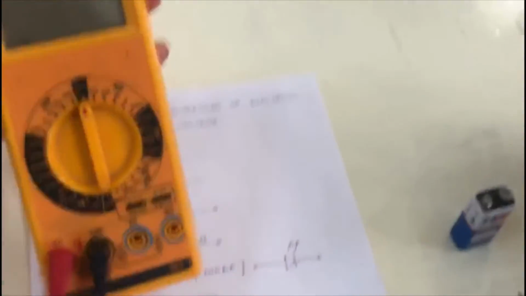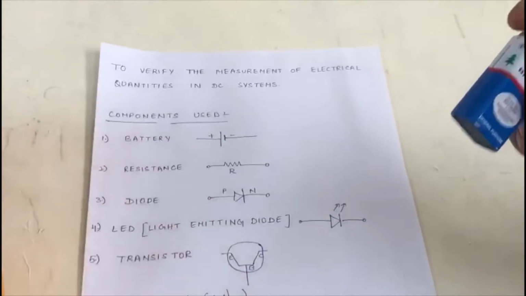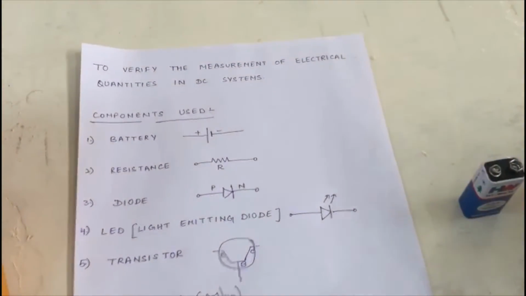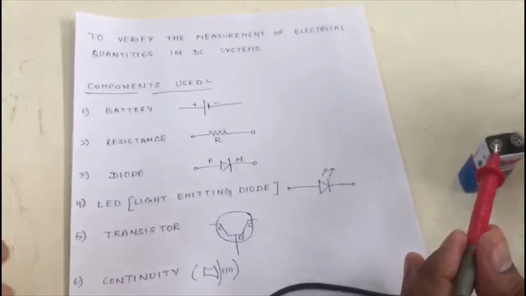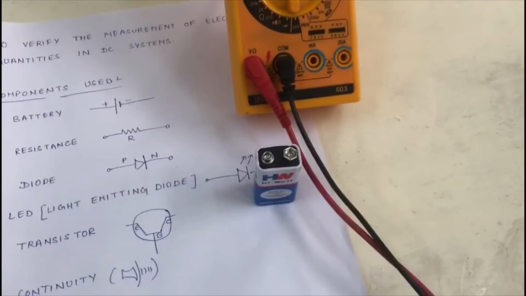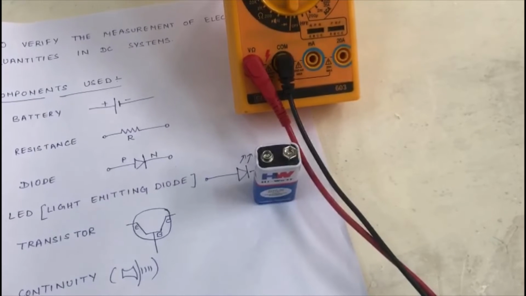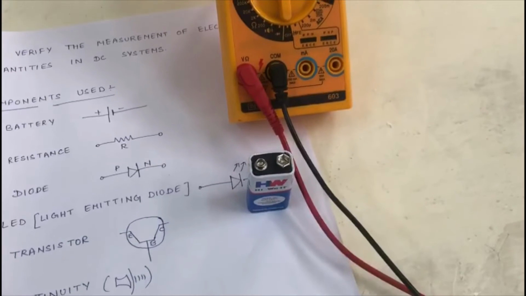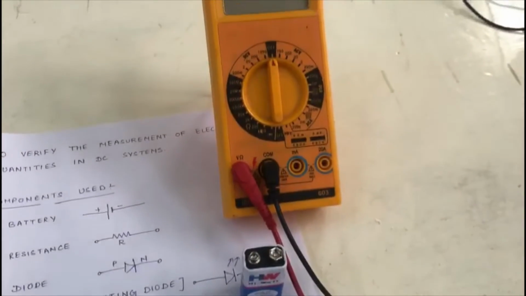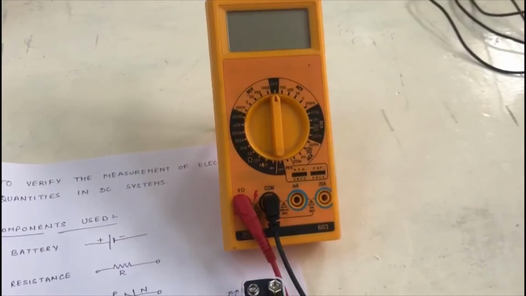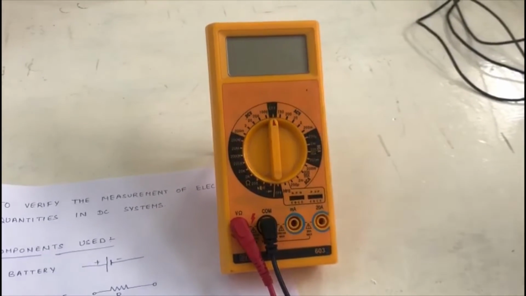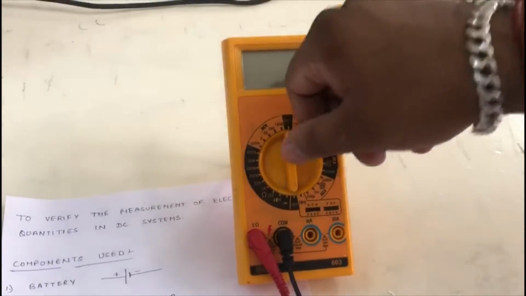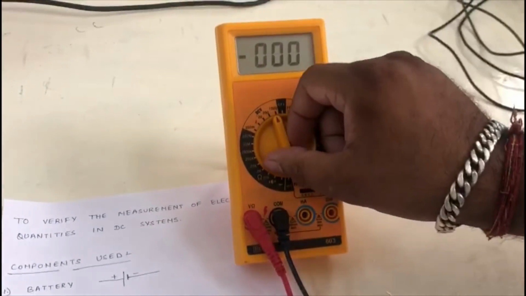Our first component is the battery. Here we will measure the value of this battery. How can we take the values? We adjust the switch on this multimeter to the DC voltage side, so we will rotate it to the DC voltage side.